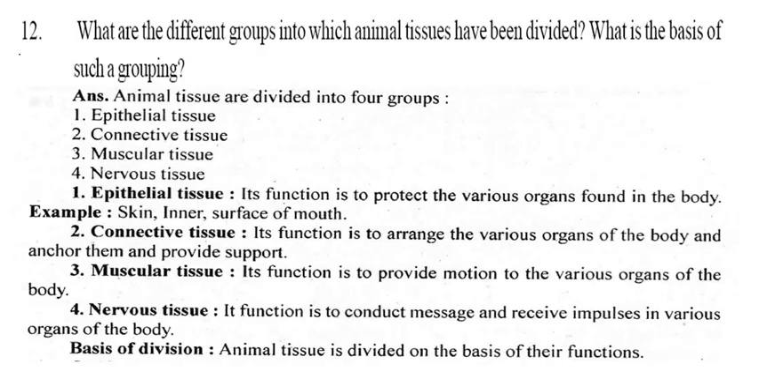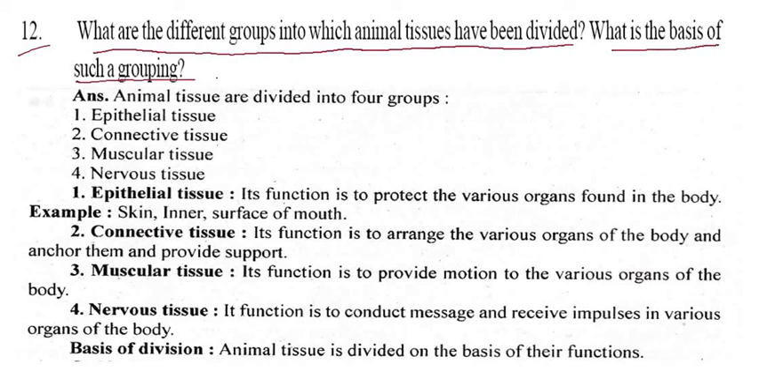And it is your last question. What are the different groups into which animal tissues have been divided, and what is the basis of such a grouping? You can write the answer. Animal tissues are divided into four groups. First is epithelial tissue, second is connective tissue, third is muscular tissue, and fourth is nerve tissue. Epithelial tissue functions to protect the various organs found in the body, for example the skin, and the inner surface of the mouth.